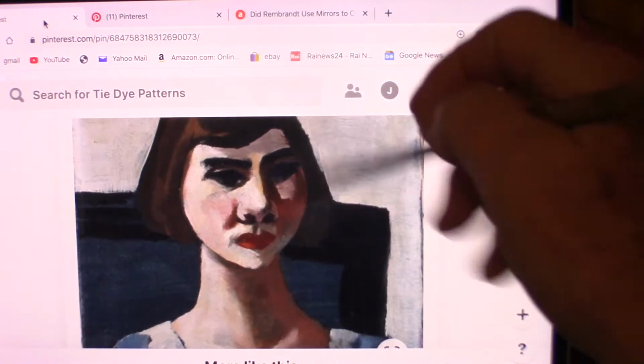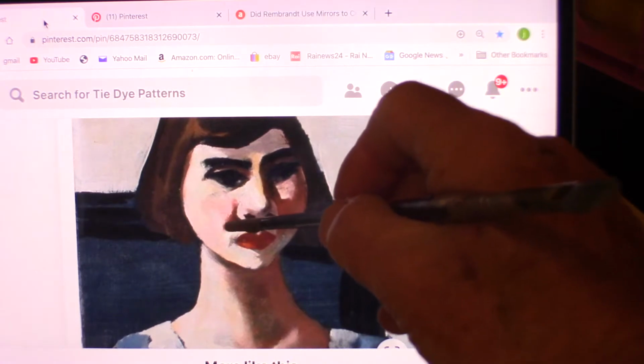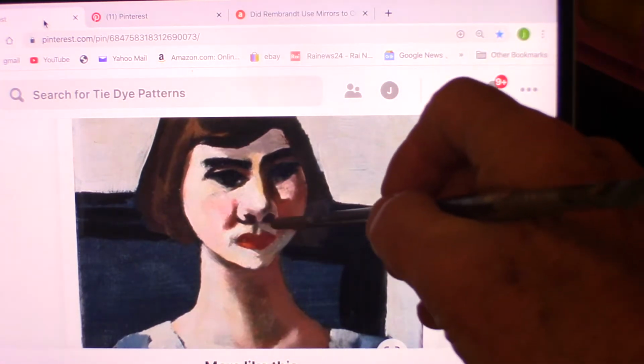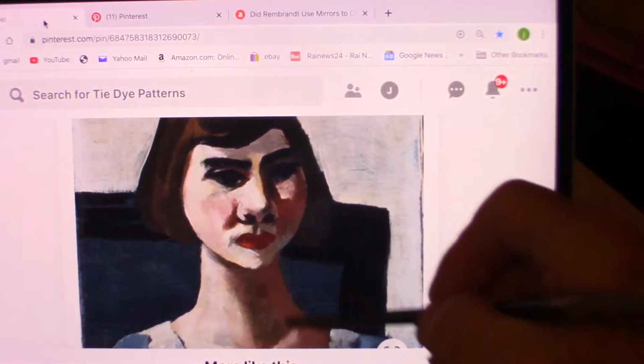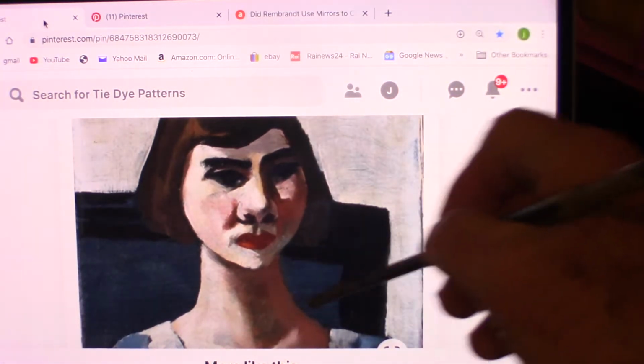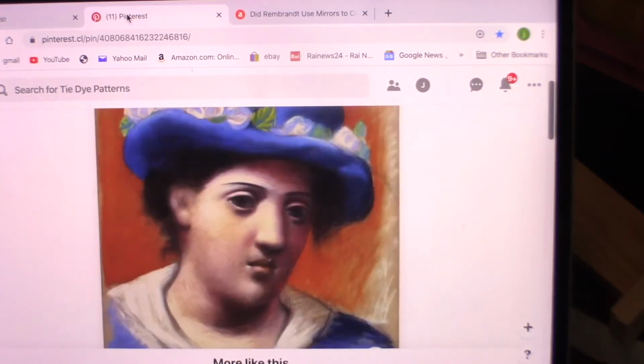And then even on the right side, there's going to be some areas of shadow underneath the cheek there, underneath the nose, the philtrum area there, and around the eye. Also here on the neck, you can see the shadows. So that's one example. Let's go to another one of my favorite painters.